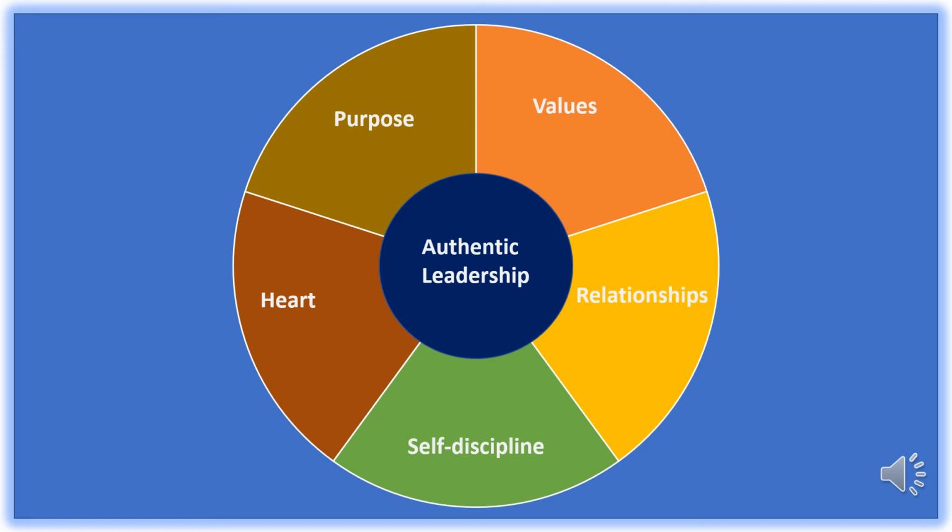The 5 dimensions of authentic leadership are purpose, or a passion and desire to empower others; values, following a moral compass; heart, having empathy and compassion; relationships, creating and nurturing relationships with others; self-discipline, or being reliable, dependable, and fair. An authentic leader is focused on the journey, not just the destination. They have made a commitment to lifelong learning and growth.